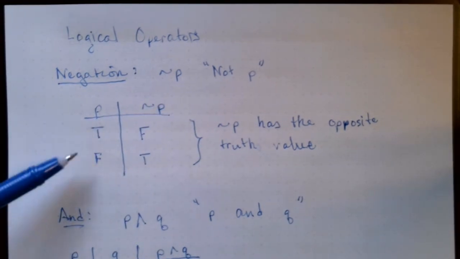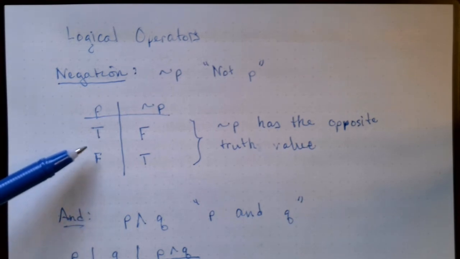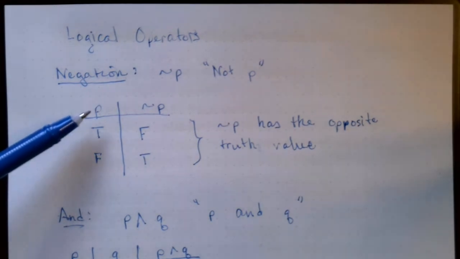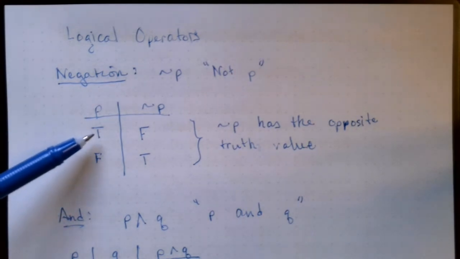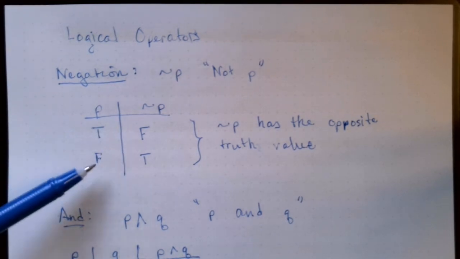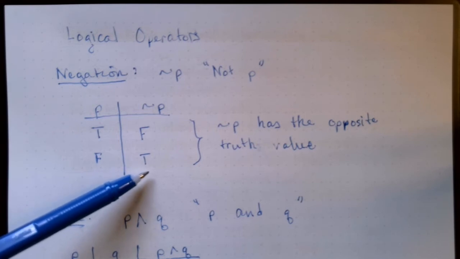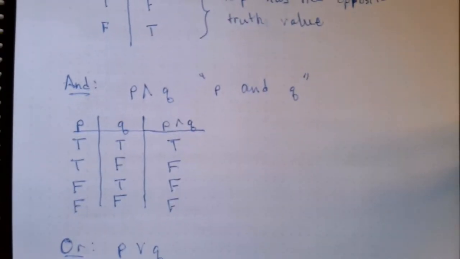And this is a tool that we'll use quite a bit throughout this unit. It's called a truth table. Okay, so P is some generic statement. We don't know what it is, but we know it's got to have a value of true or false. If P is true, then the negation would have a value of false. If P is false, then the negation would be true. In other words, not P has the opposite truth value compared to what P has.